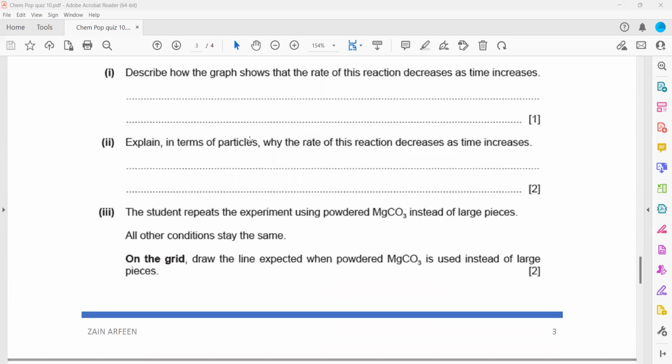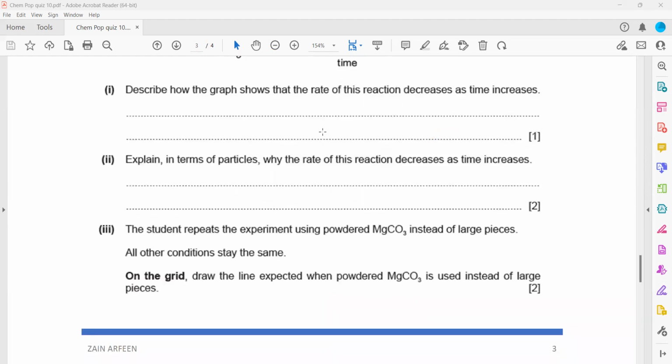Explain in terms of particles why the rate of this reaction decreases as the time increases. Why is the rate of a reaction decreasing as the time increases? Because in the beginning we have more reactant particles. The concentration or number of particles in the beginning is more compared to as the reaction progresses, the number of particles decreases. So less collision, that's why slower rate.